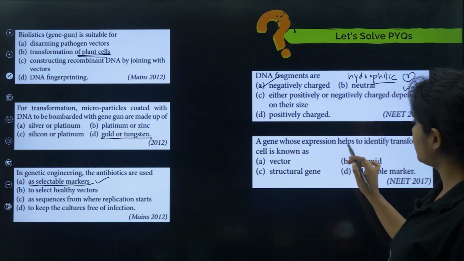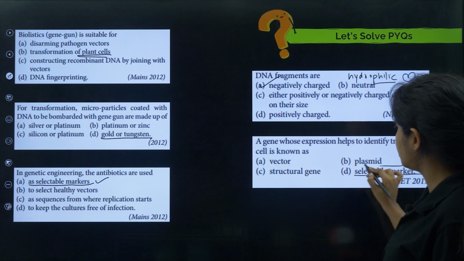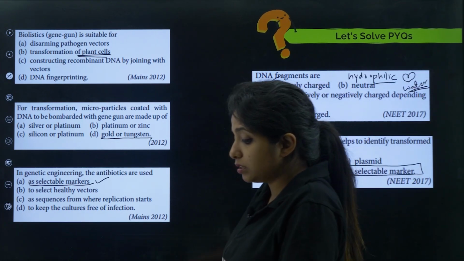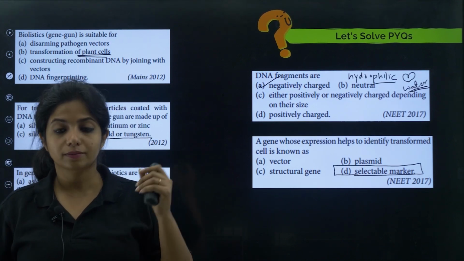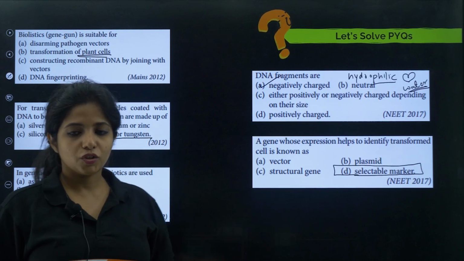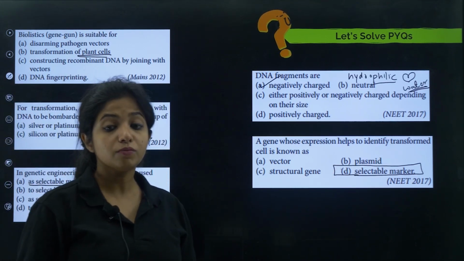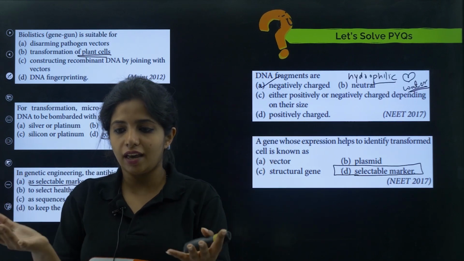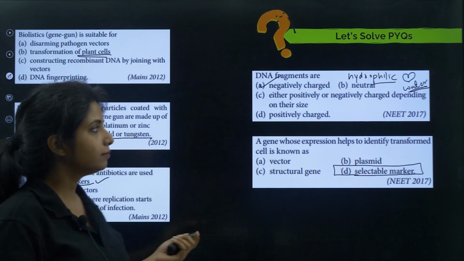A gene whose expression helps to identify a transformed cell is known as, again, a selectable marker. Depending on whether the selectable marker is expressing itself or not, you will understand whether it's transformed or not transformed, whether it is recombinant or non-recombinant. So basically this is the answer. Easy questions, no, but they become easy only when you study. If you have not studied and you're just there for attempting a lot of things, then it does not make any sense, right? Cool.